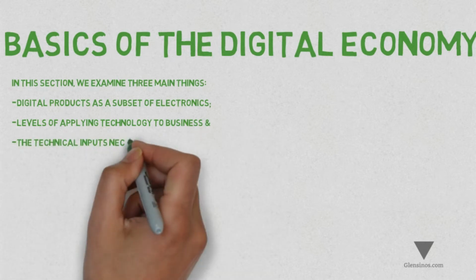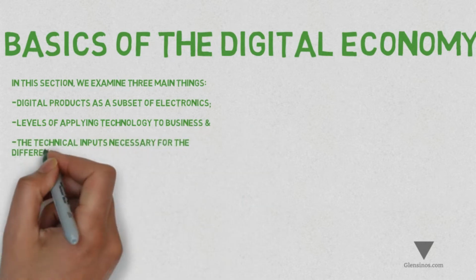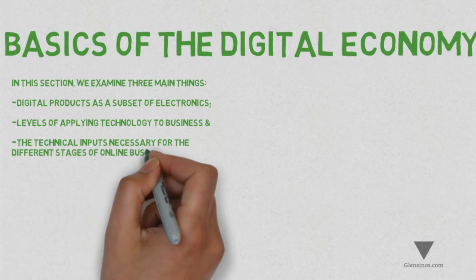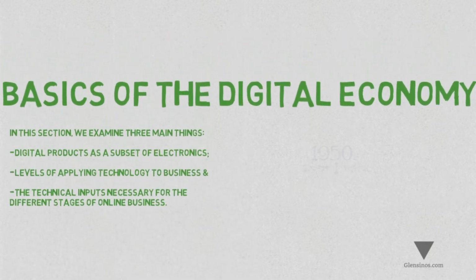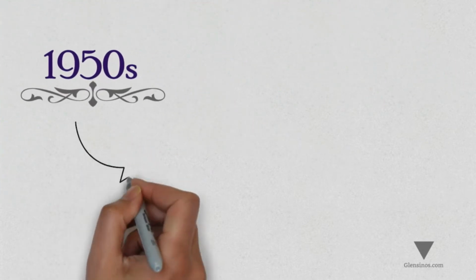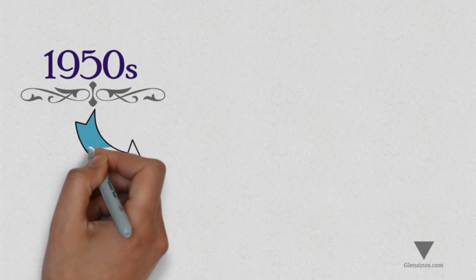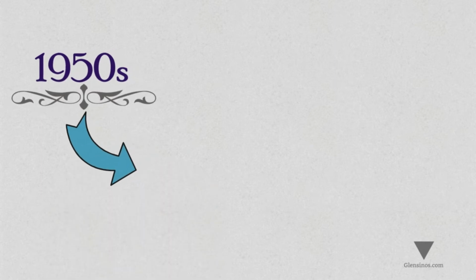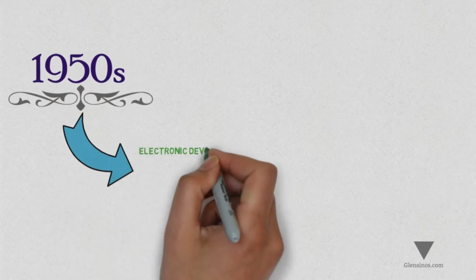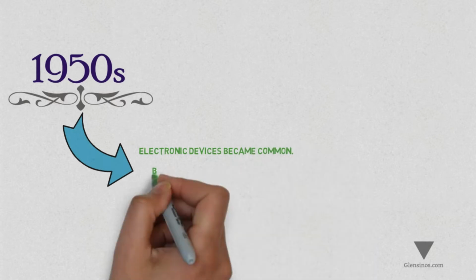3. The technical inputs necessary for the different stages of online business. First, let us start with the nature of the digital economy. Electronic devices became common after the 1950s. Prior to that, the closest consumer products we had to electronic devices were the telephone and radio.